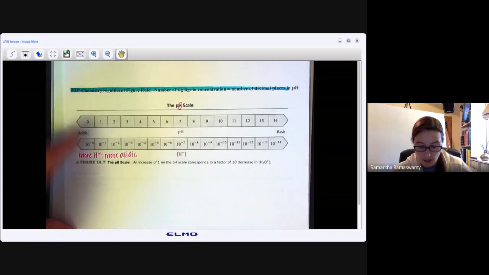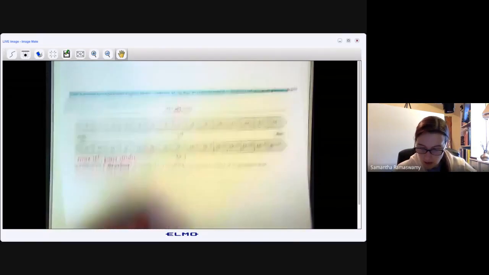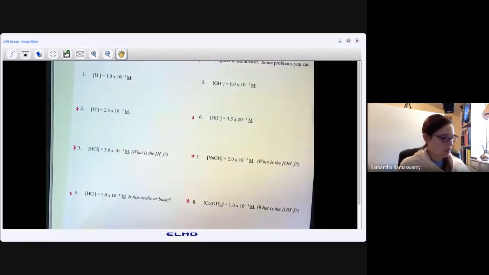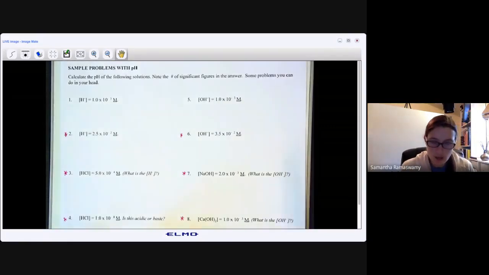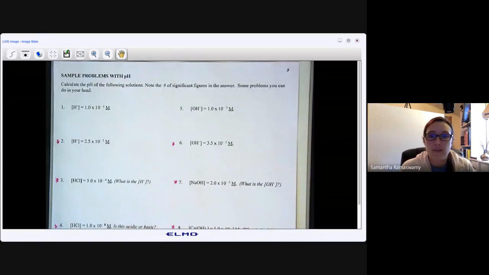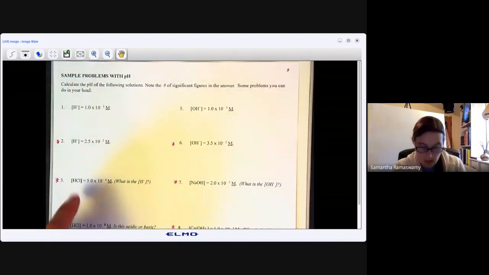So as we look at just some practice with pH, if you have this review document open, these are on page 9, and we're not going to go through all of these, but this is just practice with calculating pH from either just H plus or from a strong acid or from a strong base.